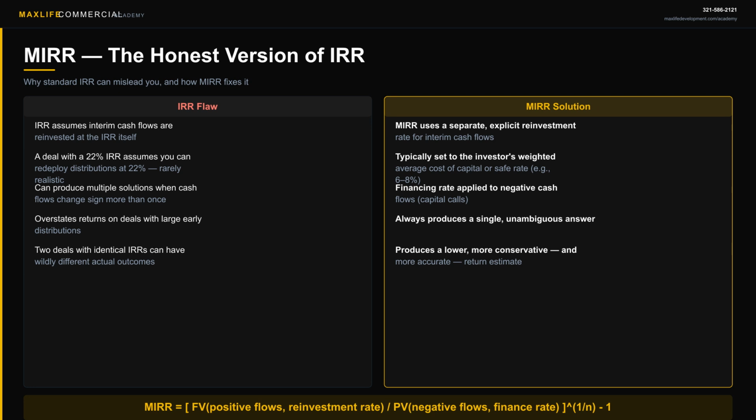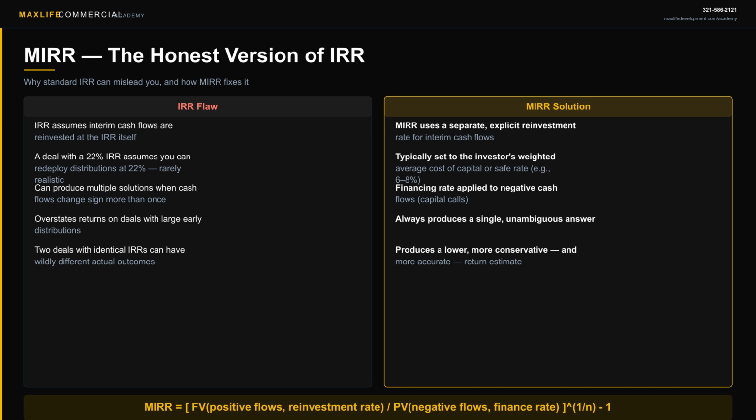When I'm underwriting a deal at MaxLife Commercial, I always look at both. If a sponsor is only showing you IRR, ask them for the MIRR. The gap between the two tells you how much of the projected return depends on reinvestment assumptions that may never materialize.